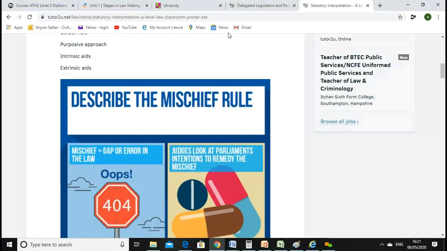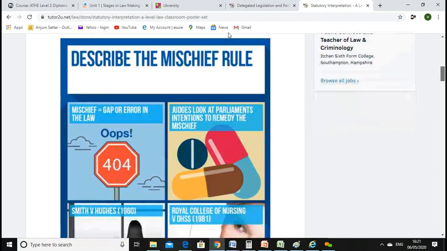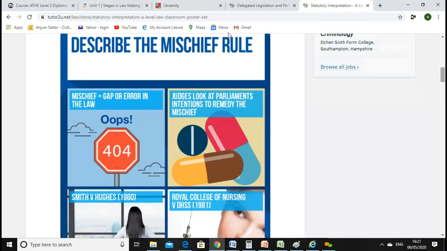Now we look at this and describe what is meant by the mischief rule. It is a gap or an error in the law. Yes, there is a gap, there is an error; they did not solve all the problems. So is it a gap or a window of opportunity for the solicitor? Yes, it's a window of opportunity, so the judge can interpret it. That's why we use case law. But if we've been given guidance, like the Data Protection Act, I should follow it, and I should not sell the data to someone else. That is clear guidance.